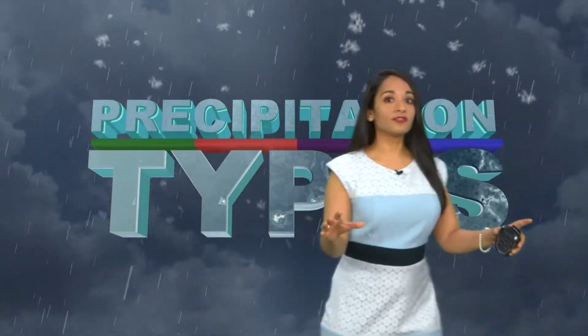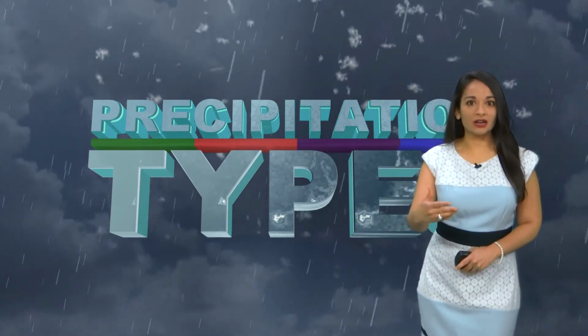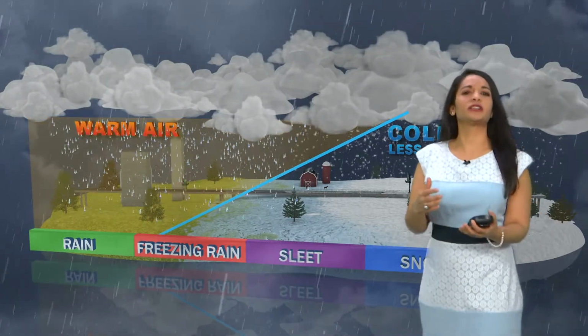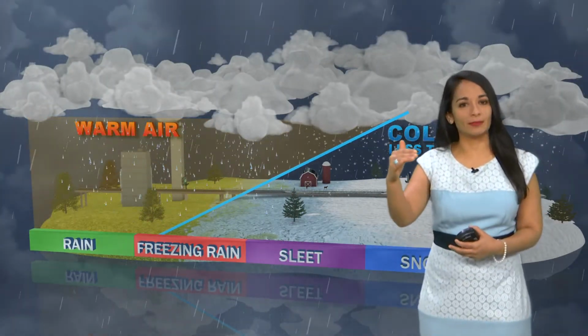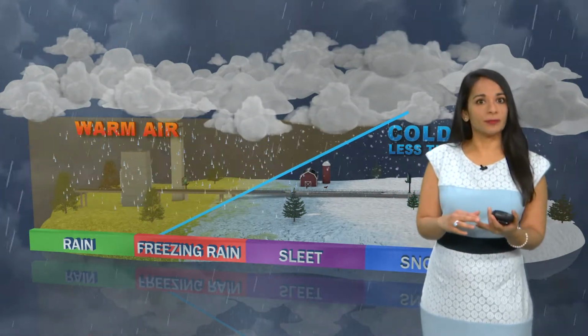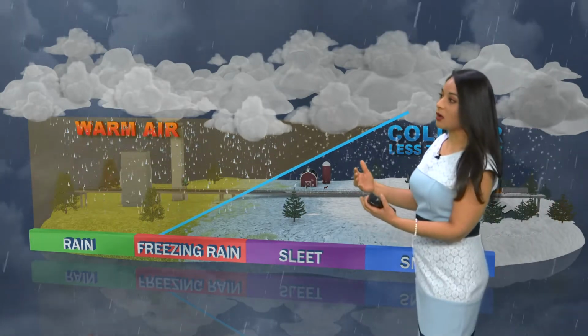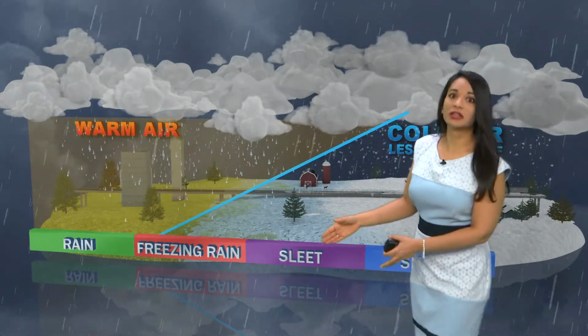Now that we've covered how precipitation forms, let's talk about types of precipitation. Remember how I said earlier how it's so important to look at the different layers within the atmosphere because each one has different characteristics as far as moisture and temperature? That affects the type of precipitation we see out on the surface at the ground level.